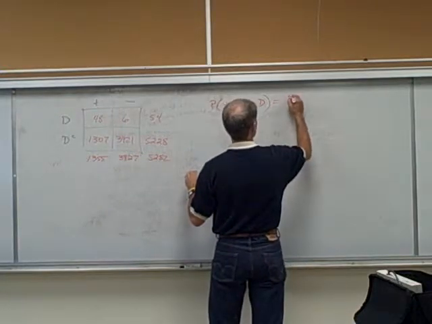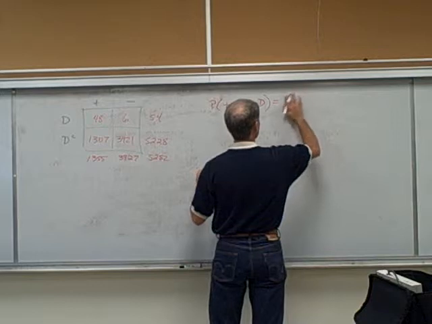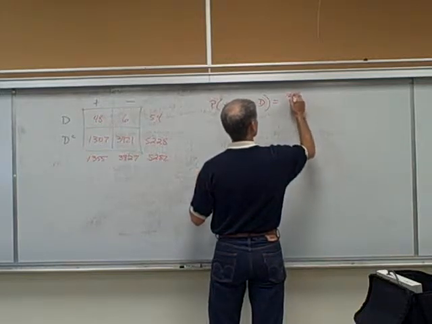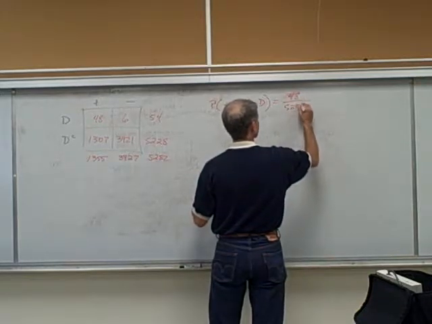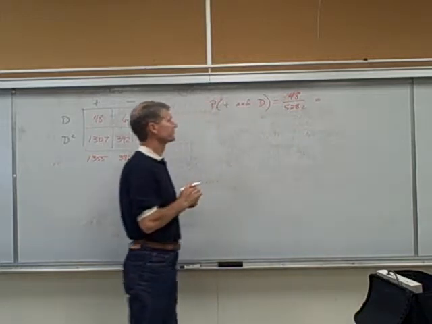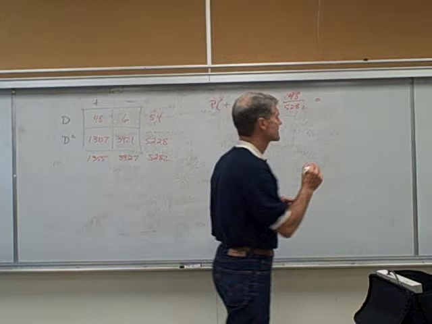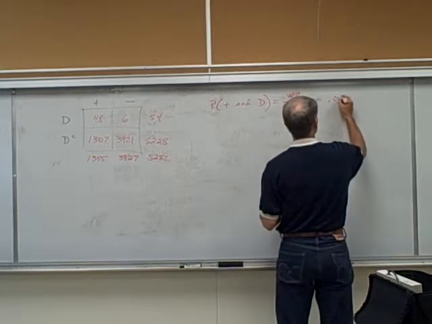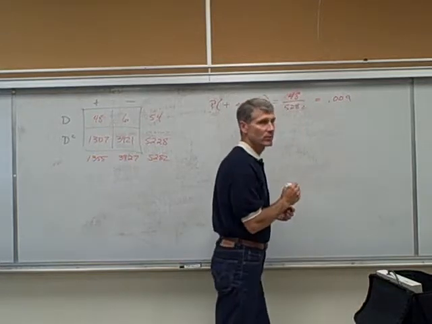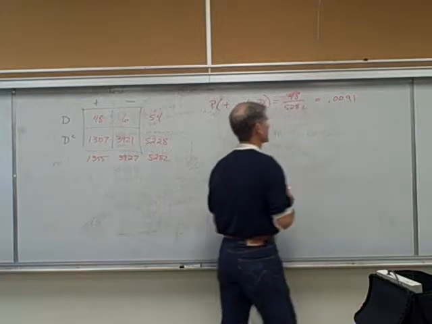So I have 48 out of 5282. Now give me that as a decimal. 0.009. 0.0091 to 4 decimal places? Yeah. Okay.